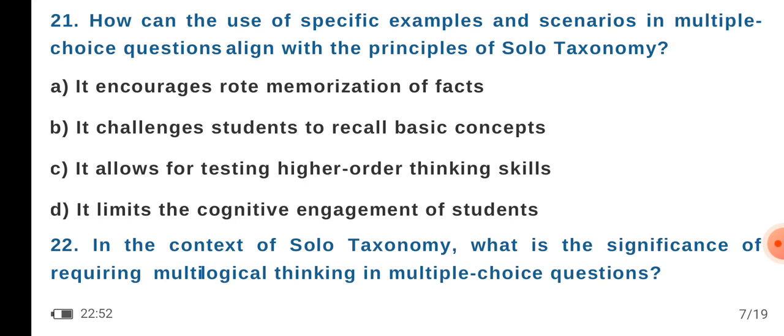The correct answer in number 21 is letter C. It allows for testing higher order thinking skills. Explanation: the use of specific examples and scenarios in multiple choice questions aligns with the principle of SOLO taxonomy by allowing for testing higher order thinking skills. Students are required to apply their understanding to real-world situations, moving beyond basic recall.